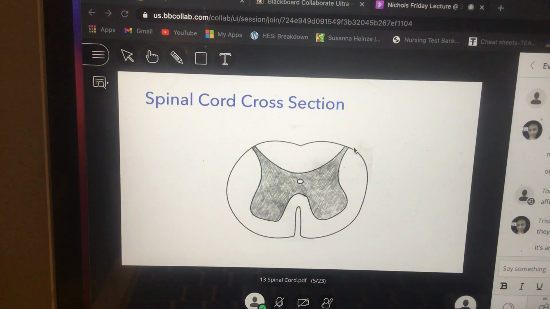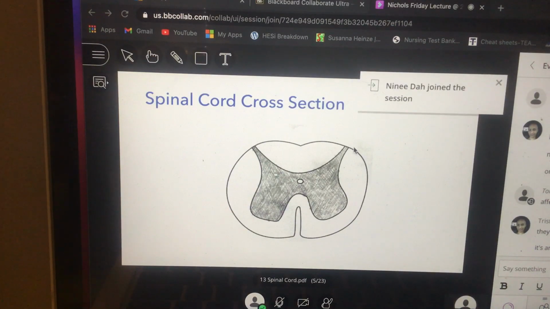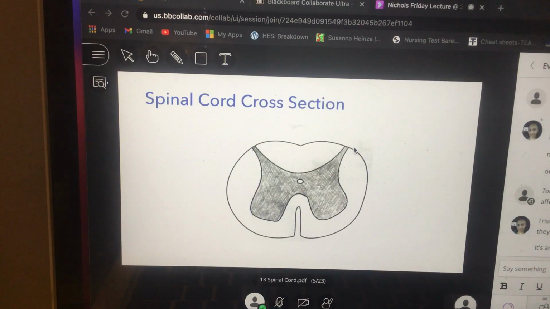So first thing that we see, before I draw on it, I'll just point it out. The first thing you see is this butterfly pattern in the middle. It kind of looks like a butterfly pattern to me.